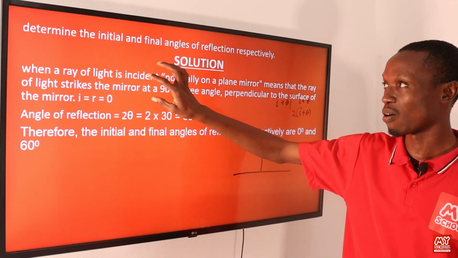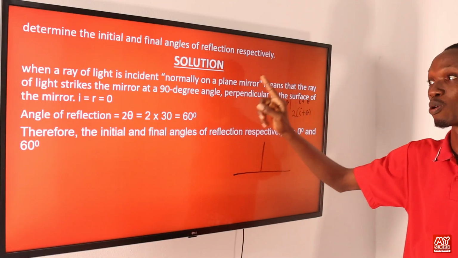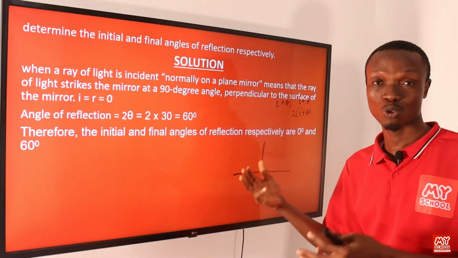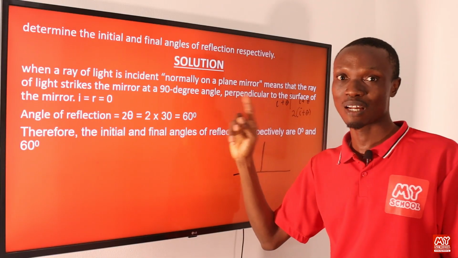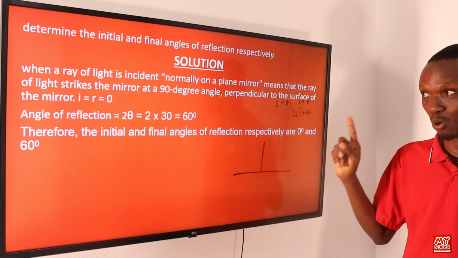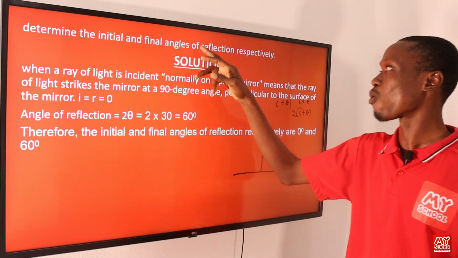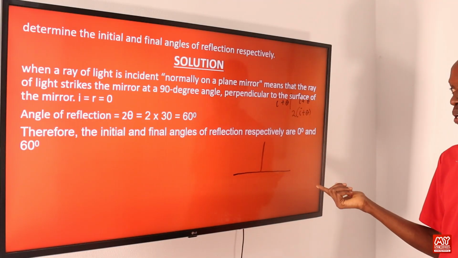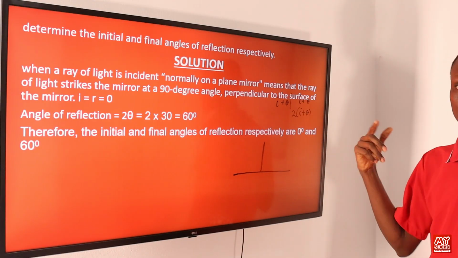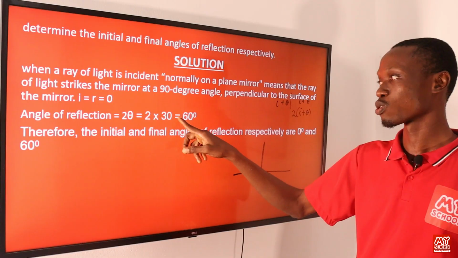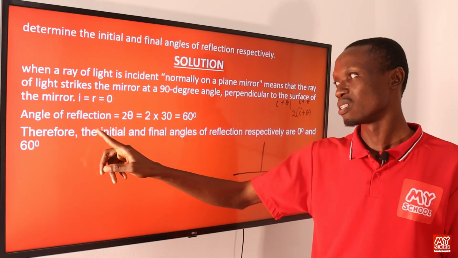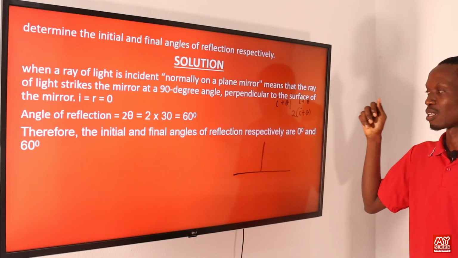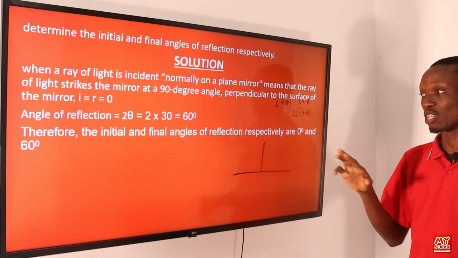From what we just said, the initial angle of reflection will be equal to 0. Since the angle of incidence is equal to 0, then the angle of reflection will also be equal to 0. Take note, this is in accordance with the second law of reflection, right? Now, the final angle of reflection will be equal to 2 times the angle of rotation, and the mirror is rotated through 30 degrees. So 2 times 30 is equal to 60 degrees. Therefore, the initial and final angles of reflection are 0 degrees and 60 degrees respectively.